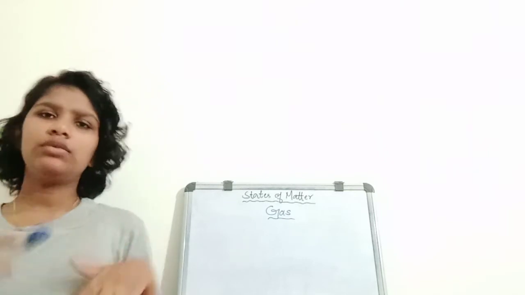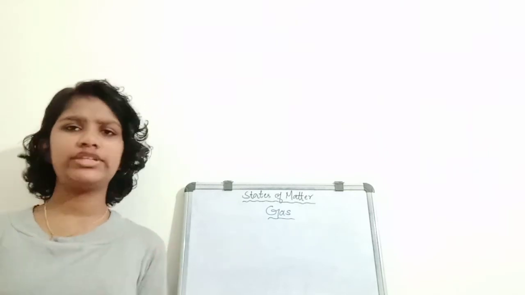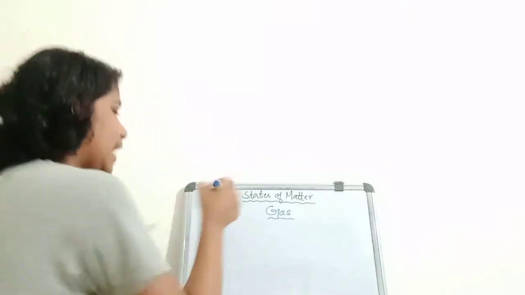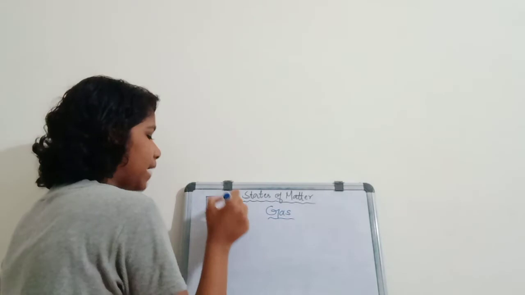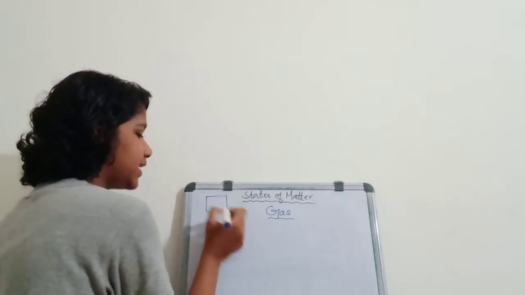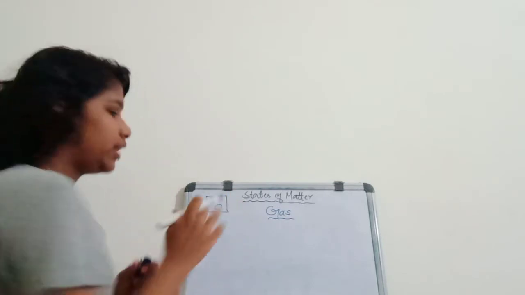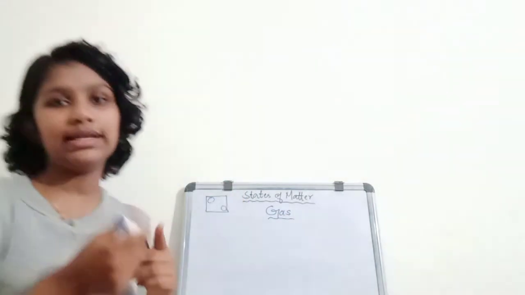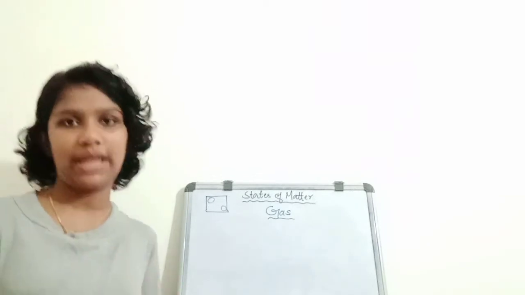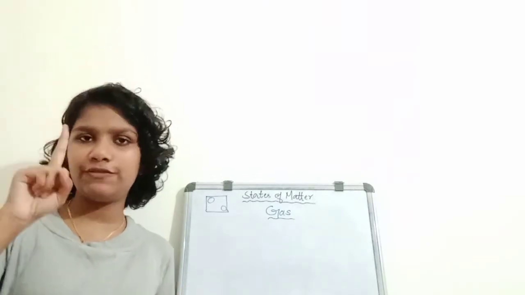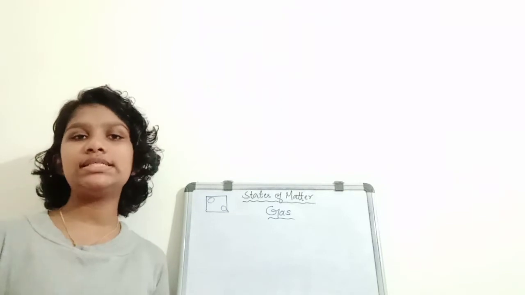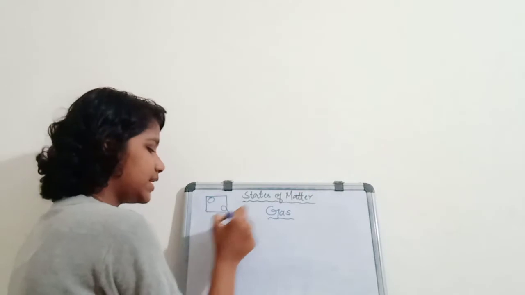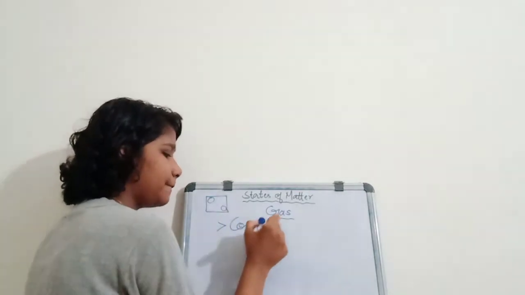We know that in the gaseous state they have no fixed shape and no definite volume. In gas, the particles of matter are not at all tightly packed. They have lots of spaces in between them. So the first and foremost characteristic of the gaseous state is that it is highly compressible.